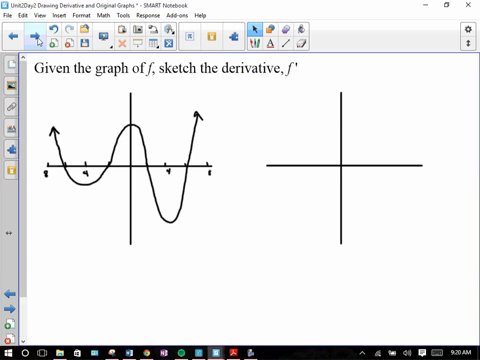So, this is our first graph. You guys have this handed in, alright? So what we're going to do here, nope, right there. Alright, bring that out.